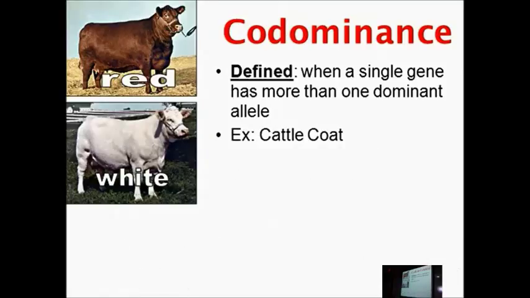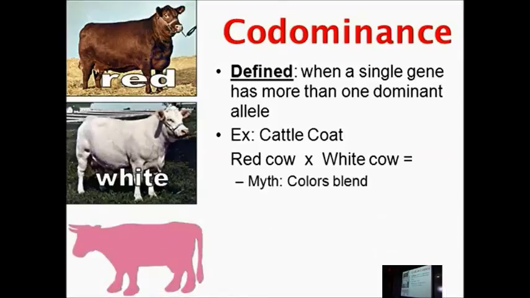An example is in the coat, or the fur, of cattle. For instance, in the picture, we have an individual with red fur and an individual with white fur. Now, if the red cow and the white cow were to breed and reproduce with one another, would all the babies come out pink? That'd be adorable if that was true. But no, that's a myth. That's not what happens. So what does happen in codominance?